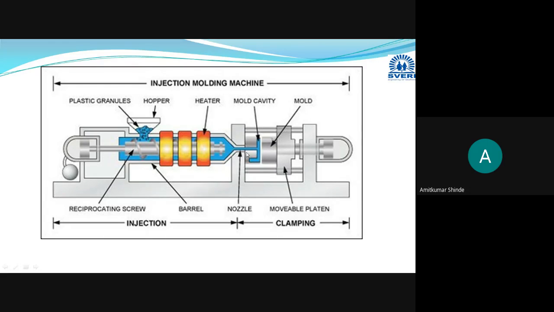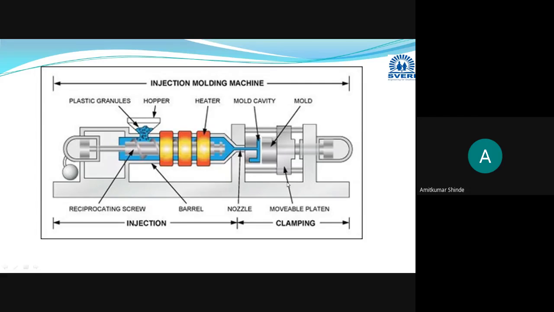Now the third stage. The first is clamping, then injection. After that, in the third stage, we are going to cool that mold cavity with the help of water. Generally this cooling is done with water only. Due to the cooling, the molten plastic material will acquire the desired final shape and size. This is the third stage, that is the cooling.